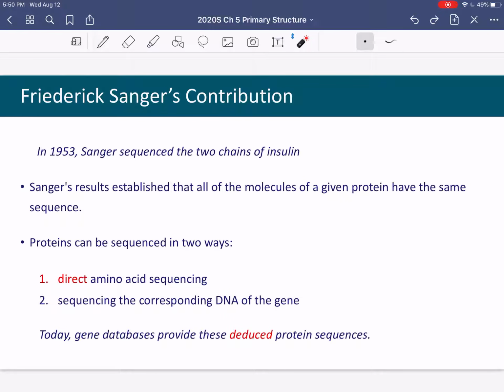All right, so it was a long time ago, 1953, even before I was born, that he sequenced the 2 chains of insulin independently. He had to realize that it was 2 chains and separate the disulfides, etc. So we call that direct amino acid sequencing, the way Sanger did it, and that's the 6-step protocol we'll talk about in this video. And then sequencing the corresponding DNA of the gene and deducing the protein sequence is a more modern way of identifying a protein's gene sequence and then its protein sequence.